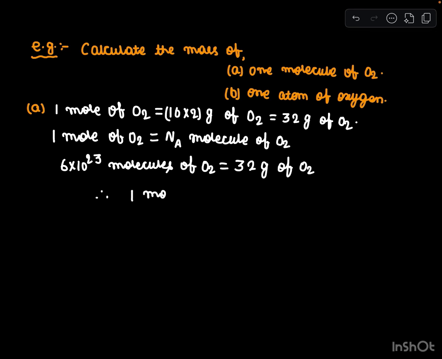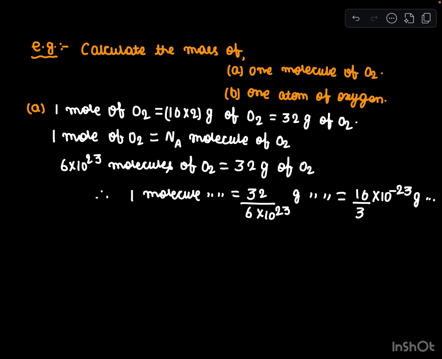Hence, 1 molecule of oxygen is equal to 32 divided by 6 into 10 to the power 23 gram of oxygen. Now, you can calculate it as 16 divided by 3 multiplied by 10 to the power minus 23 gram of oxygen. We have just calculated mass of a molecule. Now, we have to calculate the mass of one atom of oxygen.